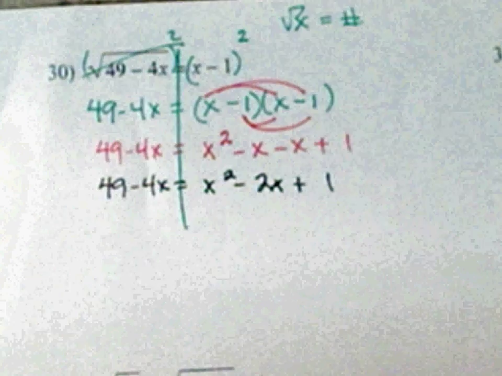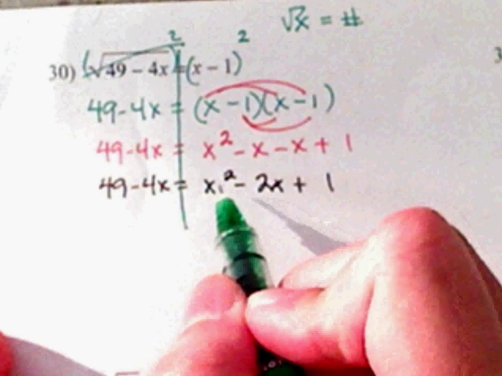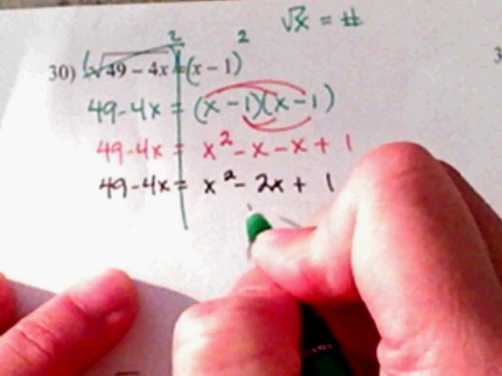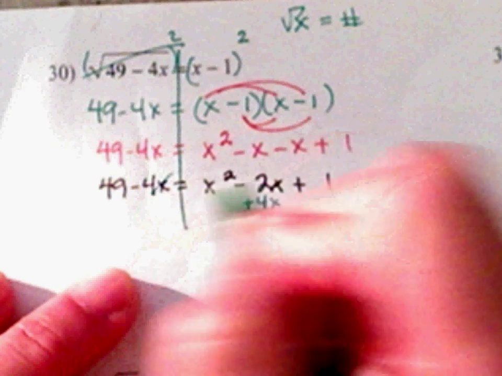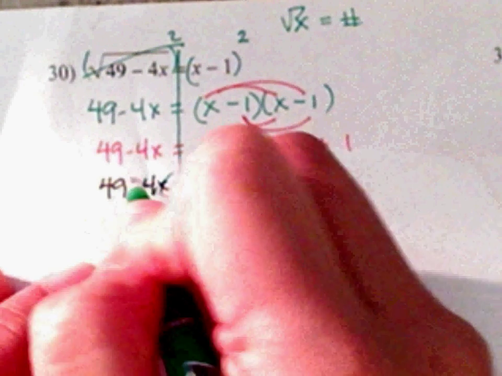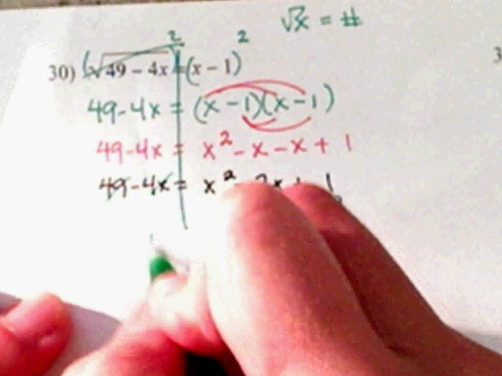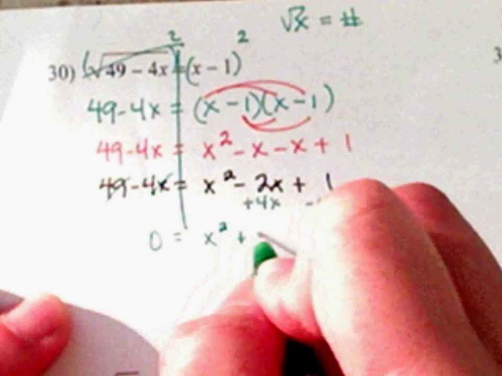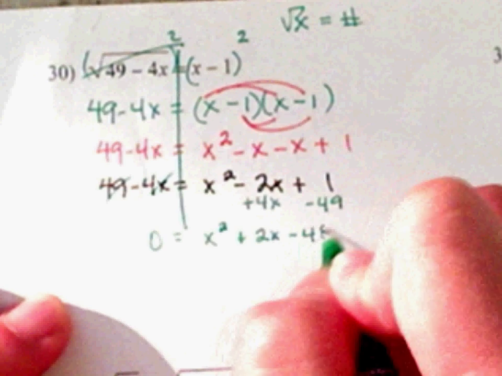Let's start moving things around until you have it set equal to 0. So, since you have an x squared that is positive, I'm going to move this over. So I'm going to add 4x, and I'm going to subtract 49. Okay? So now you have 0 equals x squared plus 2x minus 48.